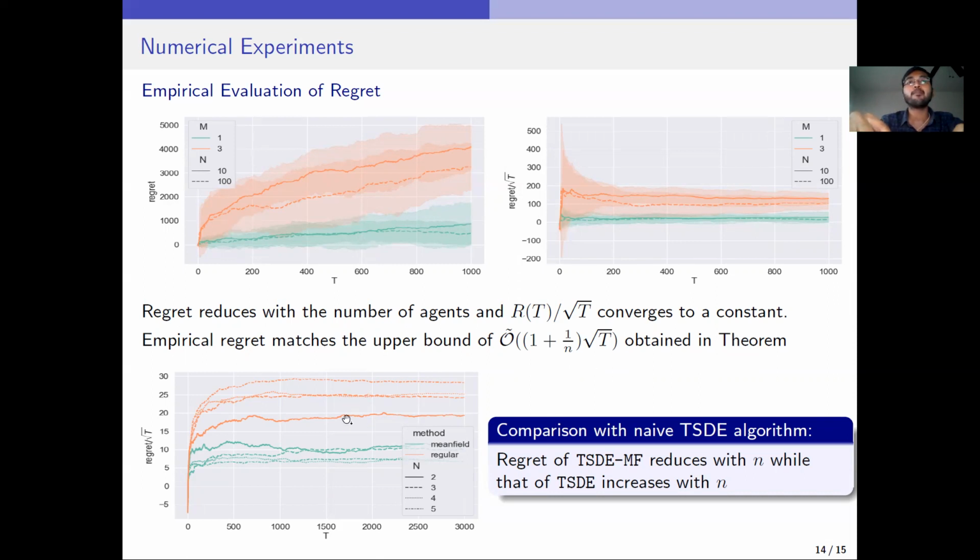And we also compare our results with the naive TSDE algorithm. If we use well-known algorithms and compare our results to theirs, we see that the regret of our proposed method reduces with the number of agents n, while that of the other method increases.